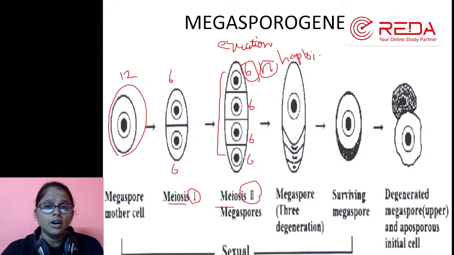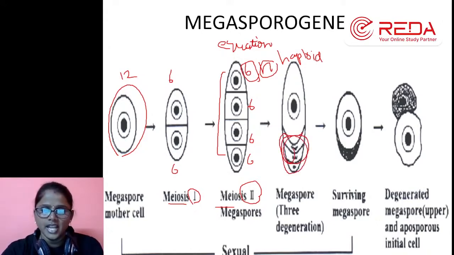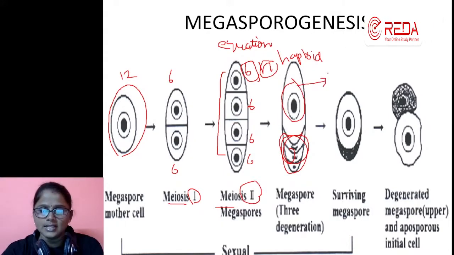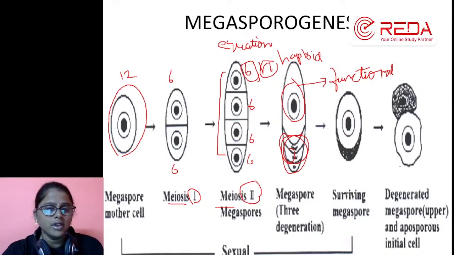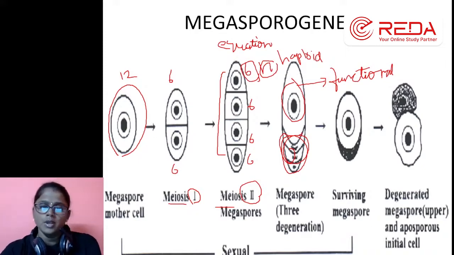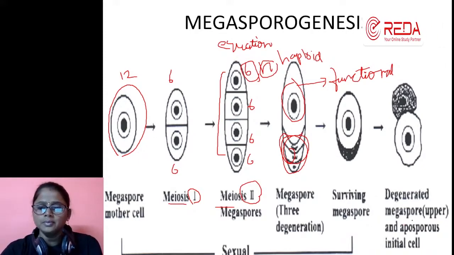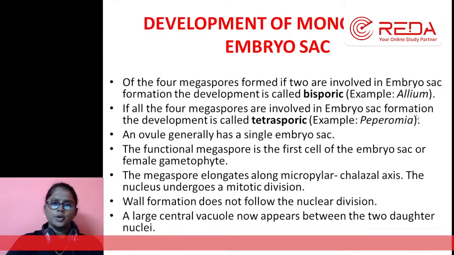Out of this 4 megaspore, the 3 will get degenerate. Moonu enna aichu, degenerate aichu. So only one get enlarge up, and this is called as the functional megaspore. So you are calling it as a functional megaspore appdi nam solla. So one one da survive aagundradala idhukku peru monosporic development appdi nam solla. So now they are forming the one megaspore out of 4. So now the megaspore is ready.